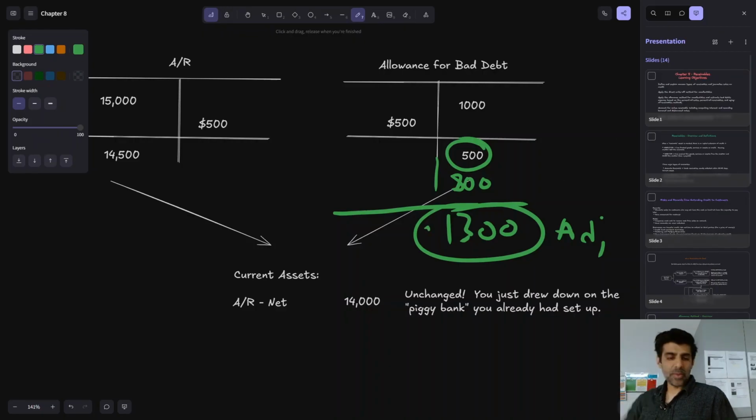And then I would have some other write-offs. Maybe I would have $1,500 of write-offs. And then I'd just keep updating this allowance for bad debt based on what the ending balance was.